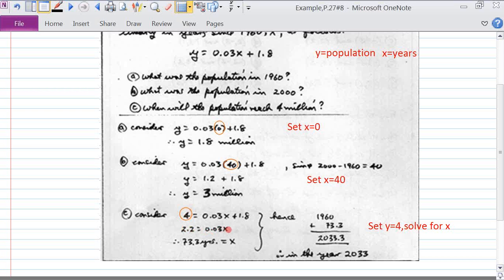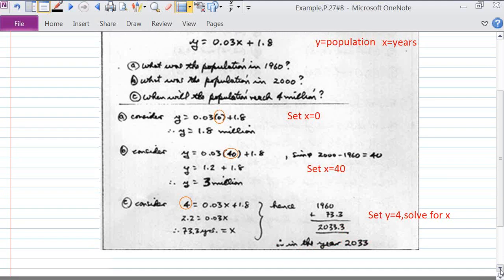Here you have the 0.03X. You divide 0.03X by 0.03 to get 1X, and you divide 2.2 by 0.03 and you get 73.3 years. So when you add the 73.3 years to 1960, you get 2033.3. So in the year 2033.3, the population will reach 4 million.